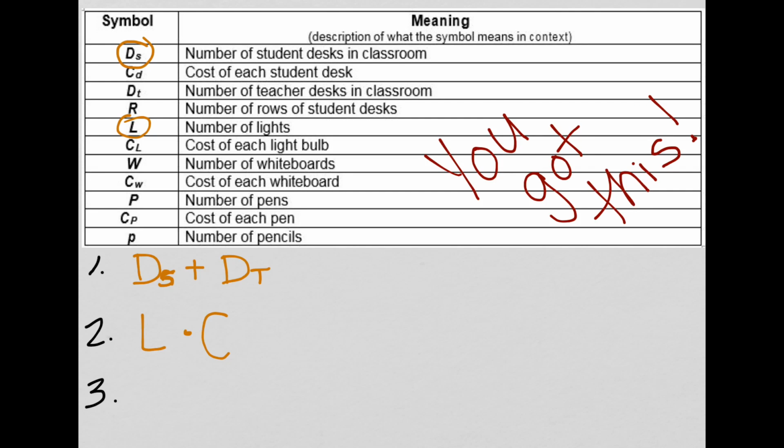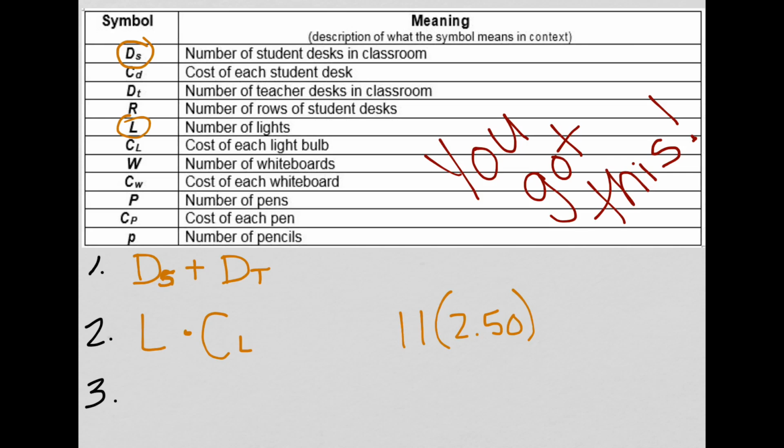The cost of each light bulb. Now remember, let's say that you broke 4 lights. Then you'd have to multiply 4 times the cost of each light bulb, which would be like $2.50 or whatever. Maybe another custodian is even more careless and they broke, I don't know, 11 lights. Then that's how much it would cost.